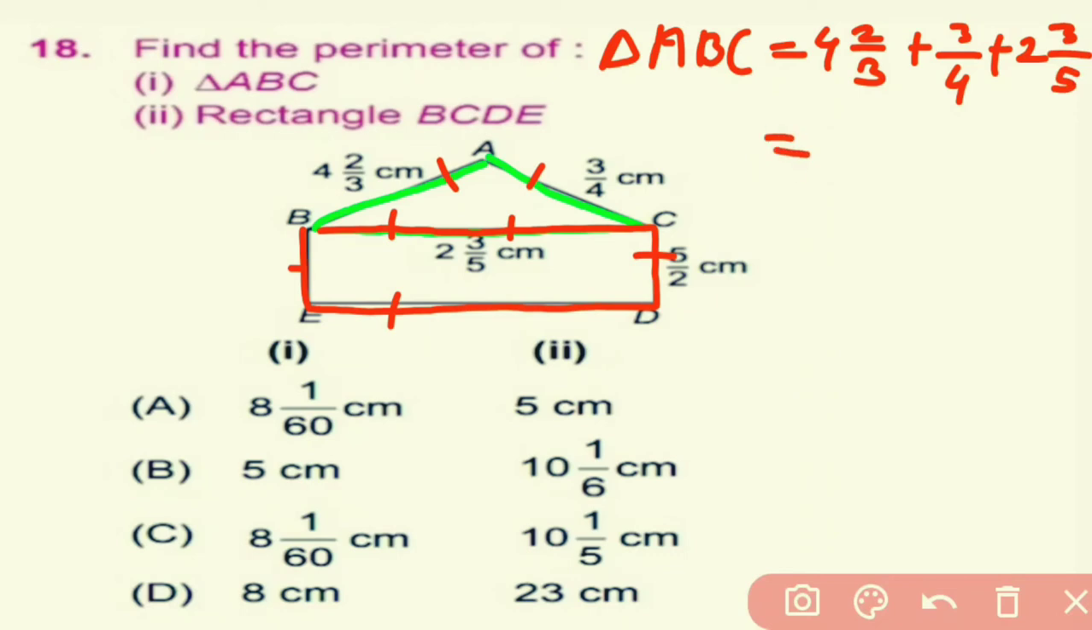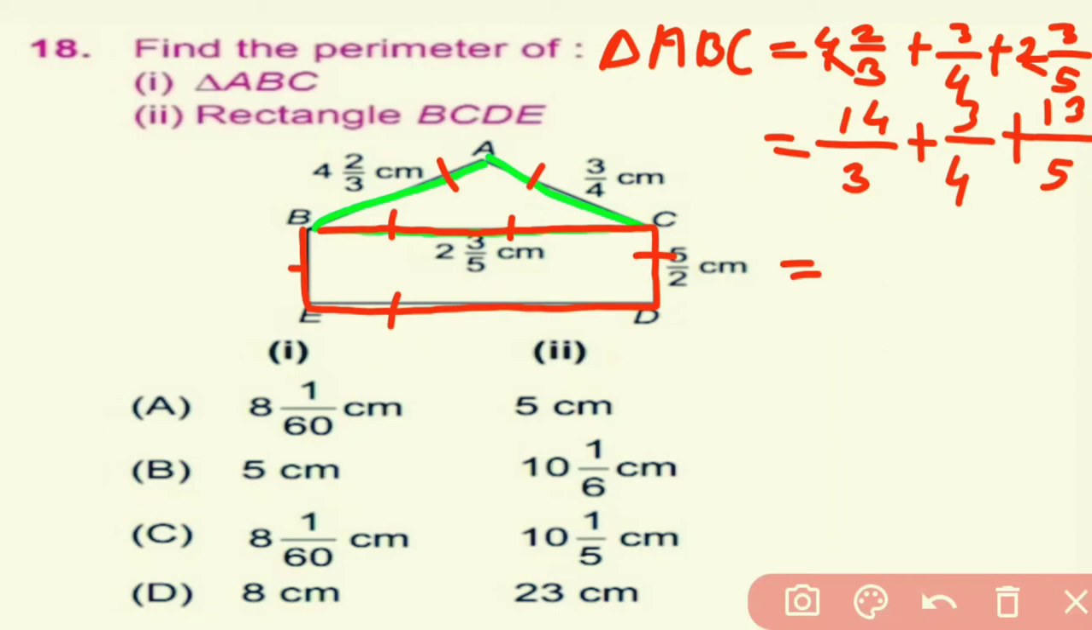So we first convert this mixed fraction. 4 into 3 is 12. 12 plus 2 is 14. 14 by 3 plus 3 by 4 plus here 2 fives are 10. 10 plus 3 is 13. 13 by 5. So here their denominators are different. So we make them the same by finding their LCM. LCM is 60. So here we multiply by 20, here by 15 and here by 12.